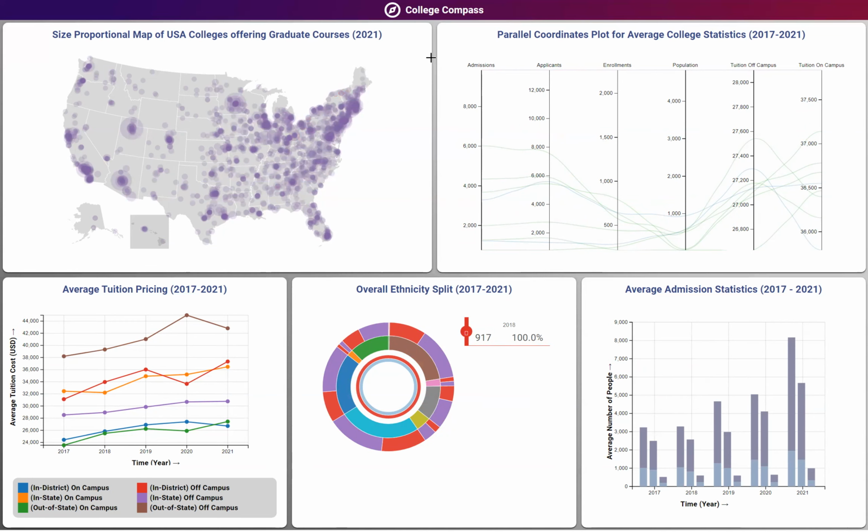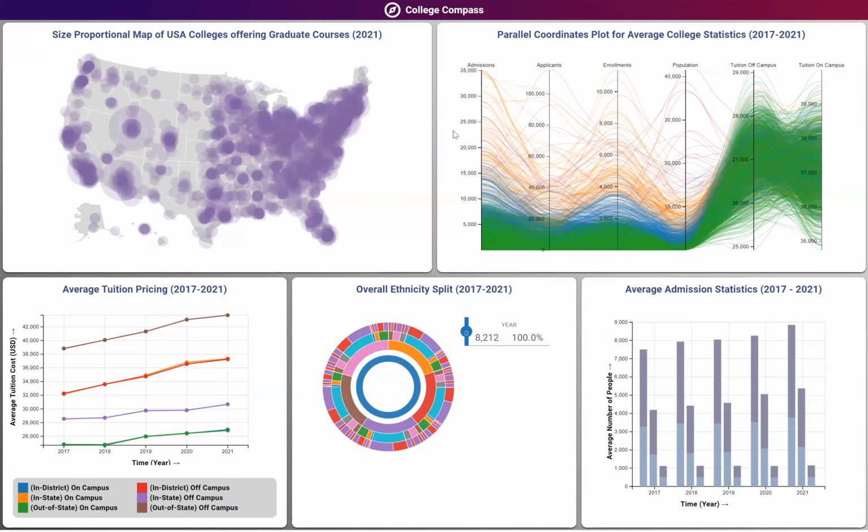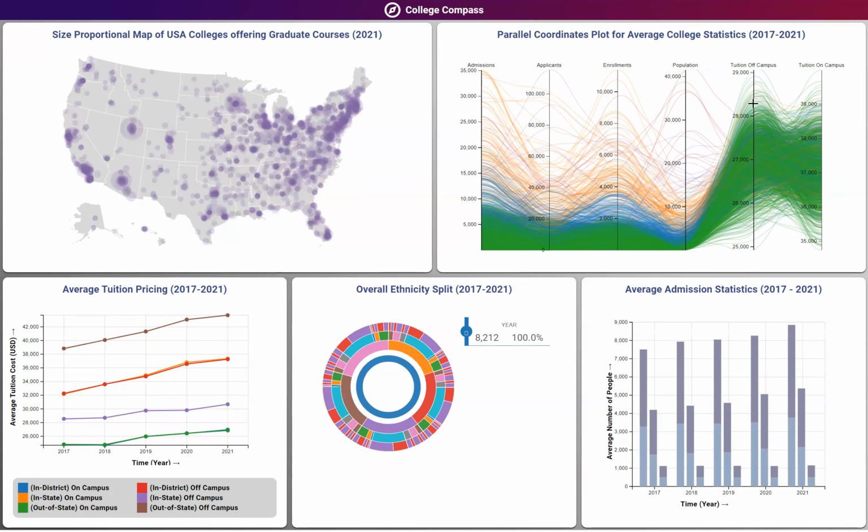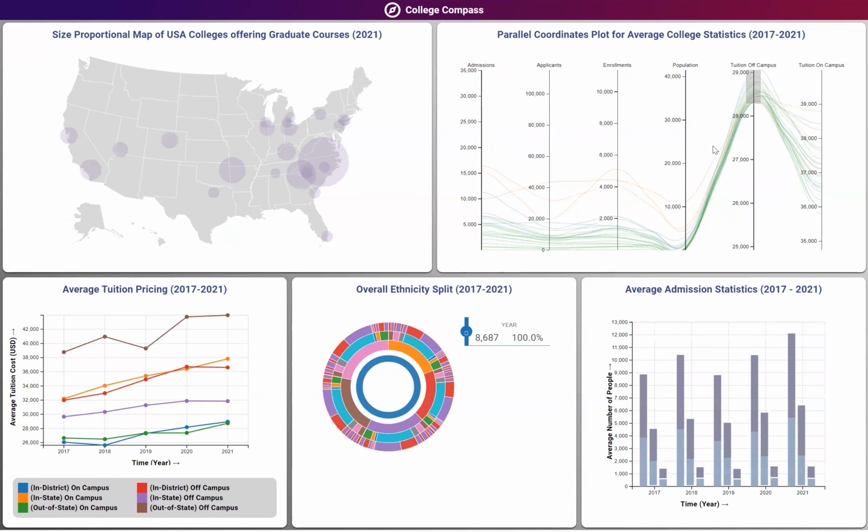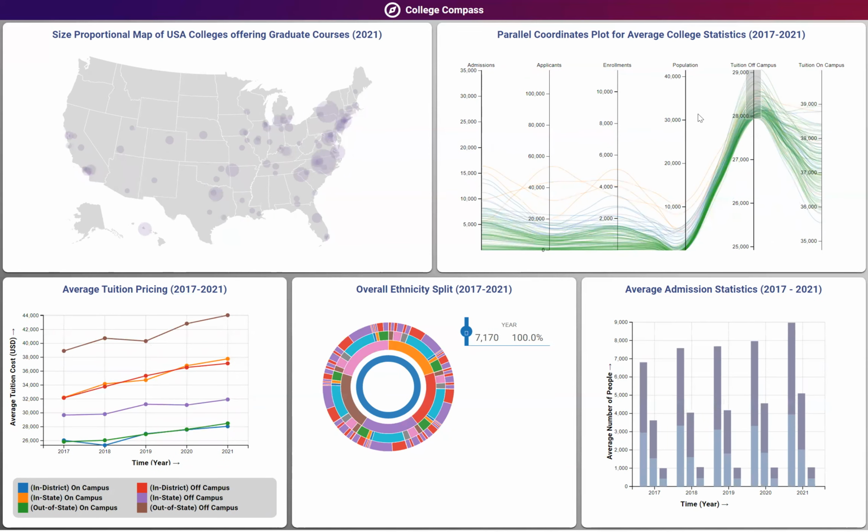One last thing we can try out is brushing on top of the parallel coordinates plot. And if we try to brush colleges that have generally high tuitions, we can see that most of these colleges are on the east side and west side, with a little bit of scattered colleges in between. That was all the interactions and plots explanation for the College Compass dashboard.